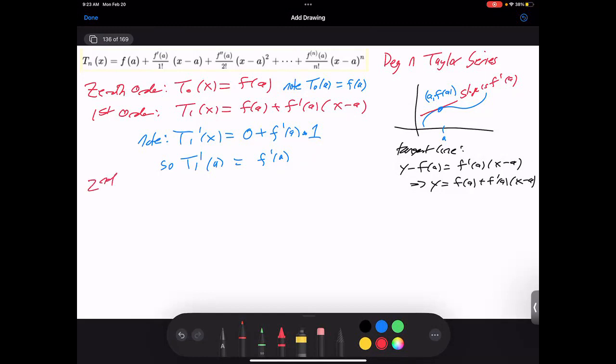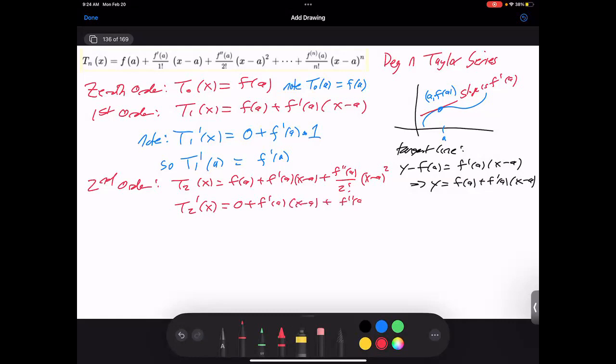All right, second order. So we would have T2 of x is f of a plus f prime of a times x minus a plus f double prime of a over 2 factorial times x minus a squared. Now, what would the first derivative, T2 prime of x, be? Well, f of a, we've already done that. F prime of a times x minus a, we've already done that. So this is going to just be 0 plus f prime of a plus f double prime of a over 2 factorial times 2 times x minus a.